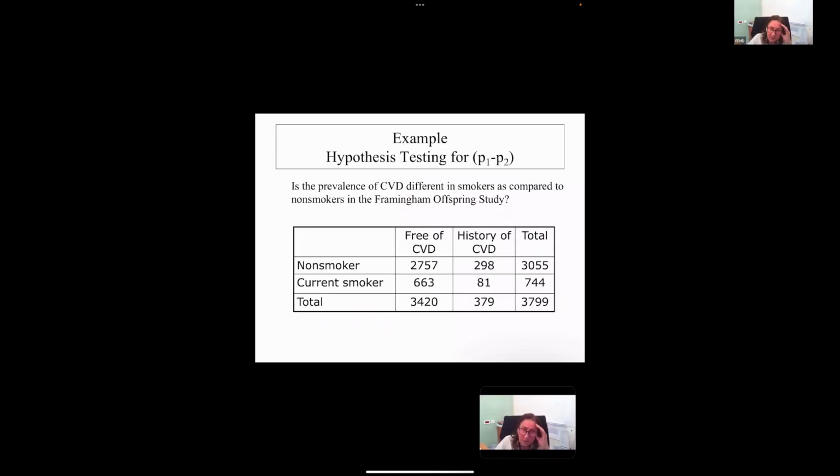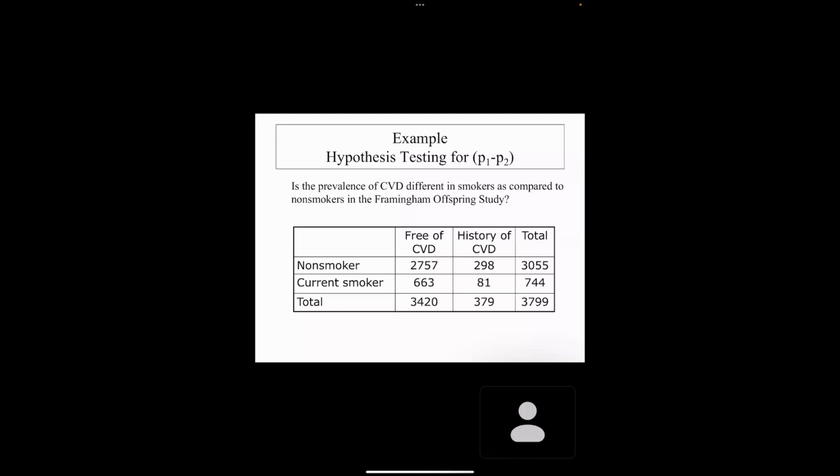Okay, so this is the example. It's the prevalence of CVD difference in smoker as compared to non-smoker in the Framingham offspring. So what is it that we need here before we go to the second handout slide? Do you mean we need N1, P1, N2, P2? Okay, great. So what are we comparing?